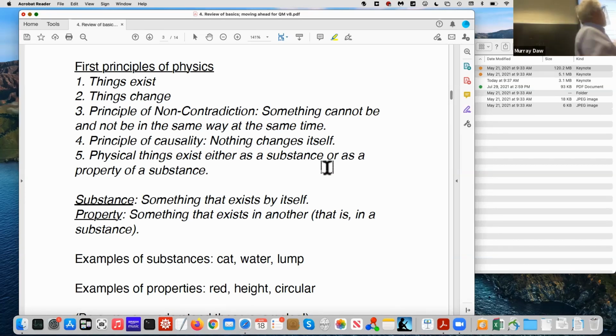Okay, so that's kind of that. You have to parse that sentence because it's kind of long. It looks a little complex. Just take it apart. Something can't be this way and that way at the same time, in the same way.